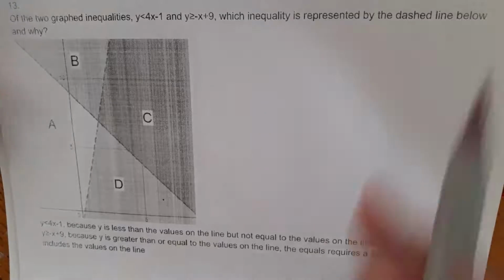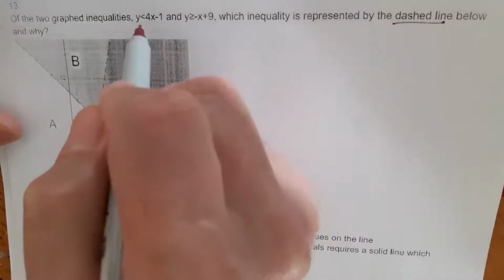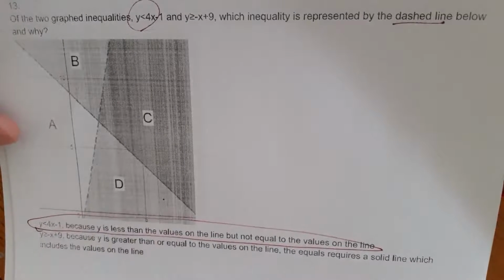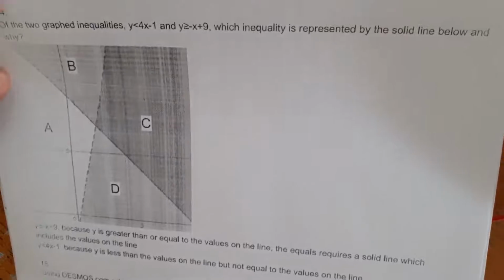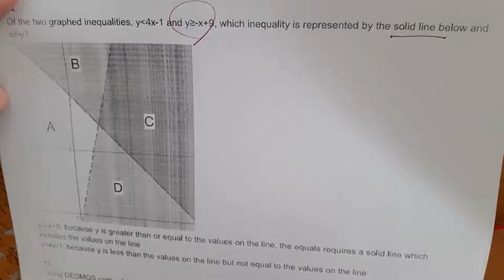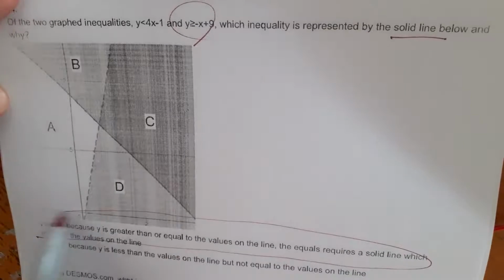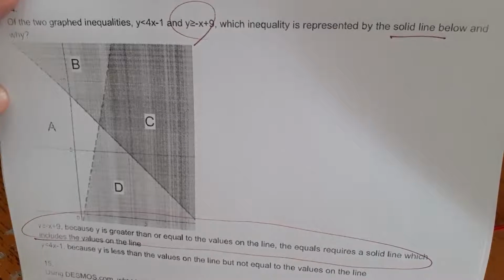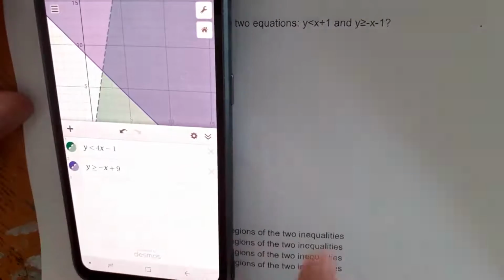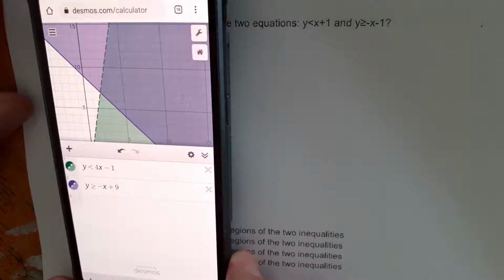All right, what represents the dashed line? It's going to be the one with no equals. That's just driving into our head the concept that the dashed line does not include the values on the line. Which one is the solid line? It's going to be the one with the equals, because anything with an equal says it's got to include all the values on the line too. It looks like they're going to give us maybe one more example here. Let's try this.